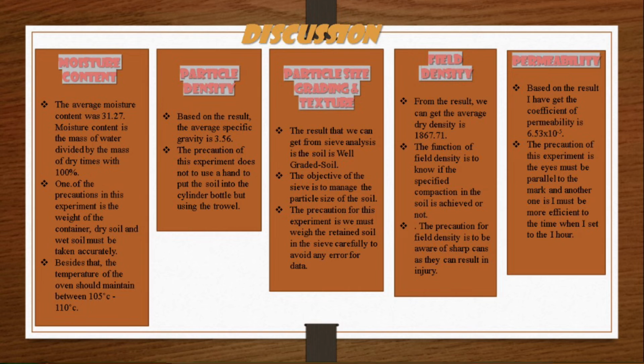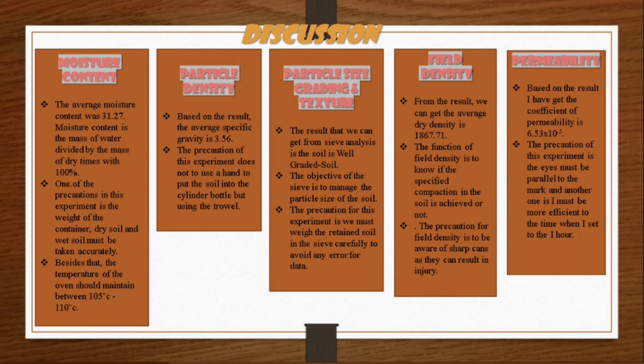For the particle density, based on the result, the average specific gravity is 3.56. The precaution for this experiment is not to use a hand to put the soil into the cylinder bottle, but to use the trowel. For the particle size, grading and texture, the result that we get from sieve analysis is that the soil is a well-graded soil. The objective of the sieve is to measure the particle size of the soil. The precaution for this experiment is that we must weigh the retained soil in the sieve carefully to avoid any error in the data.